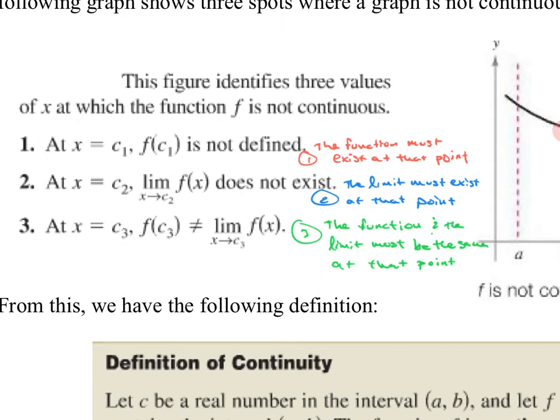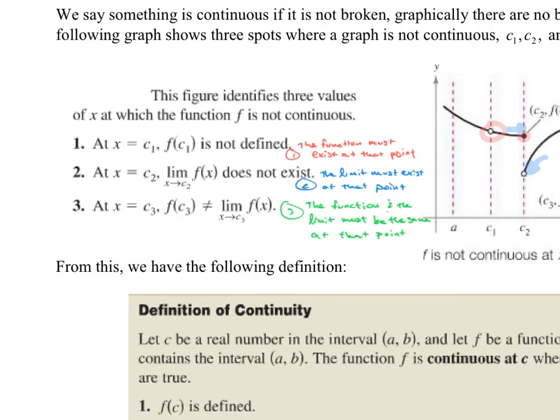It could be multiple things. It could be 2 or even 3. All 3 of those things are not true, but all you need is at least one of those things to be not true, and then the function is not continuous at that point.